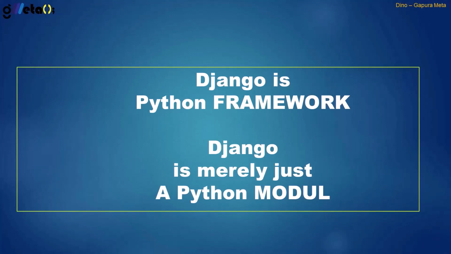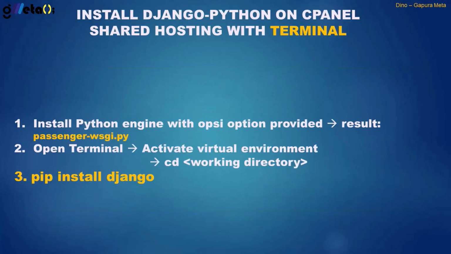Before we install Django, I hope my fellow developers first grasp the basic ideas of installing Python on a web server up to this point. Now it is time to install Django. Django may be installed on shared hosting with cPanel in two different ways. The first way is to use the terminal facility, and the second way is without using the terminal.